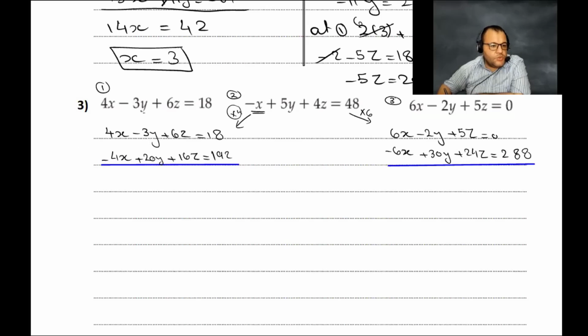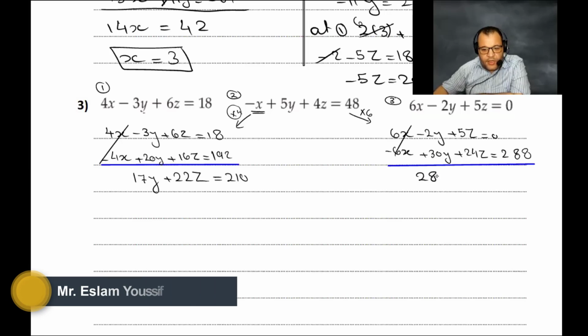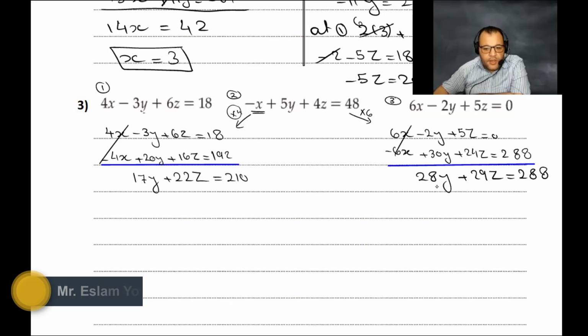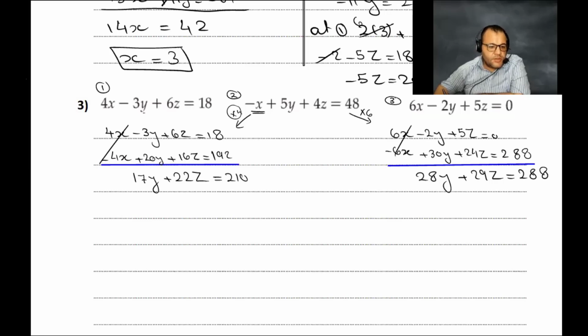Then we need to solve. So cancel x, so it will be 17y plus 22z equals 210, and 28y plus 29z equals 288. Look at y here, now, they are different, and you can convert one to be equal to the other one. So all we have to do is just multiply.